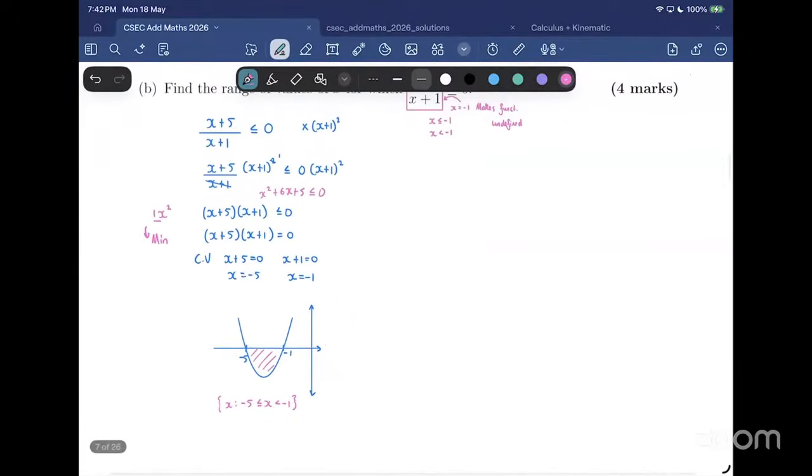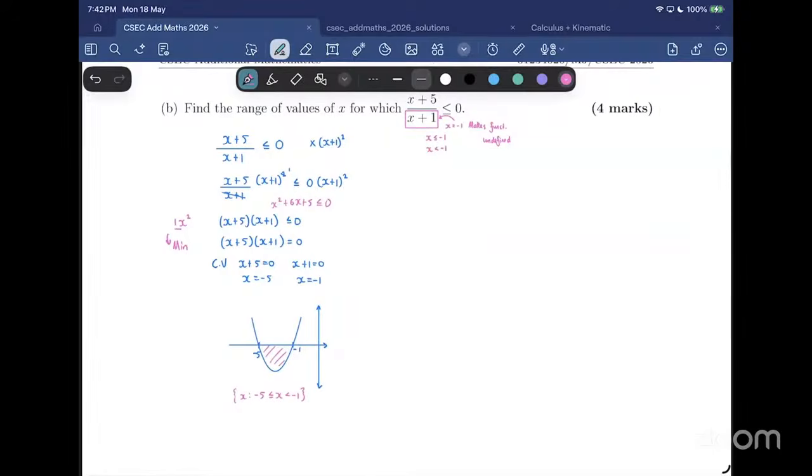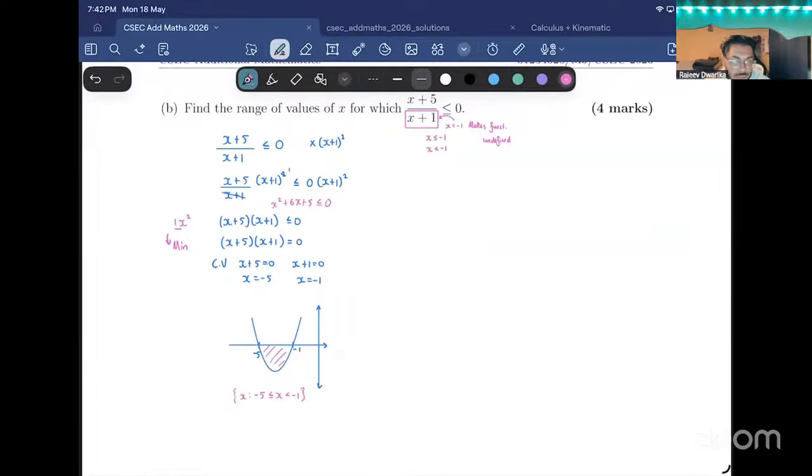If I solve x like how I do it for the numerator and denominator, is that wrong? That's not wrong. That's not wrong.